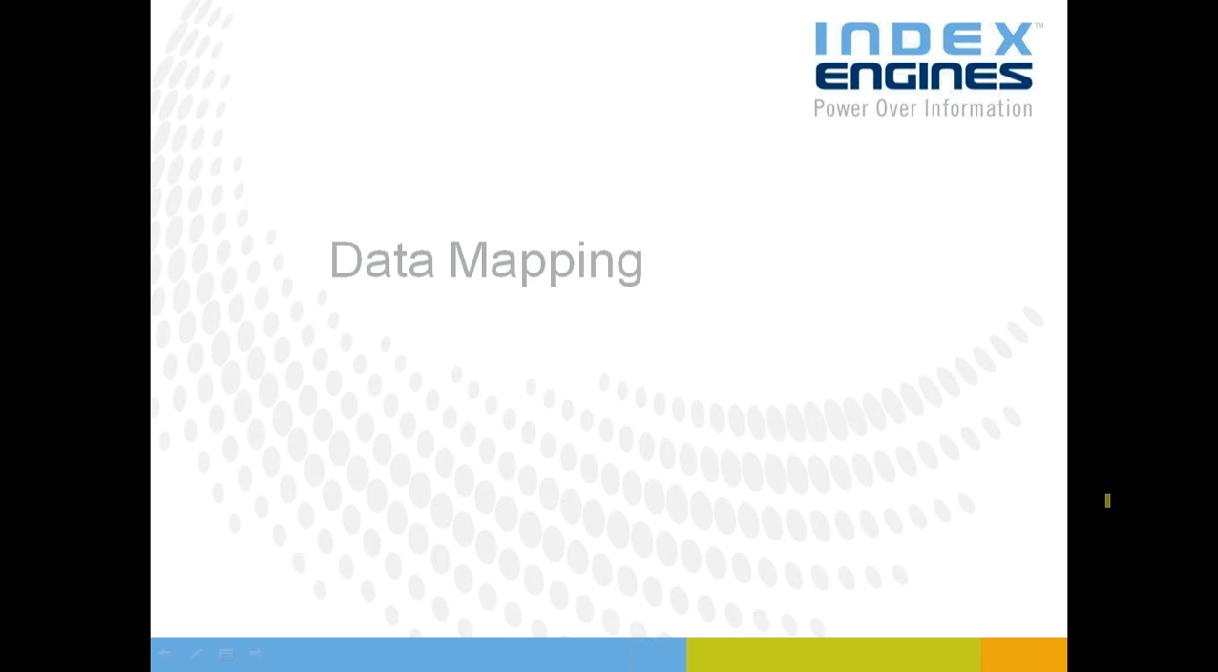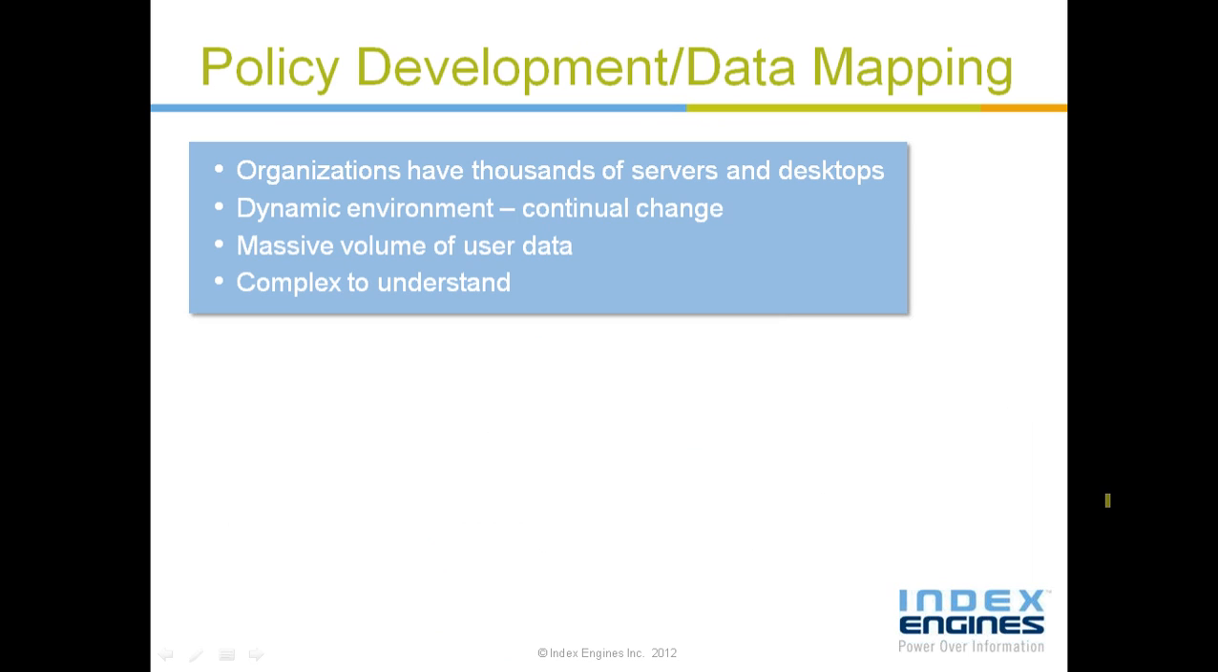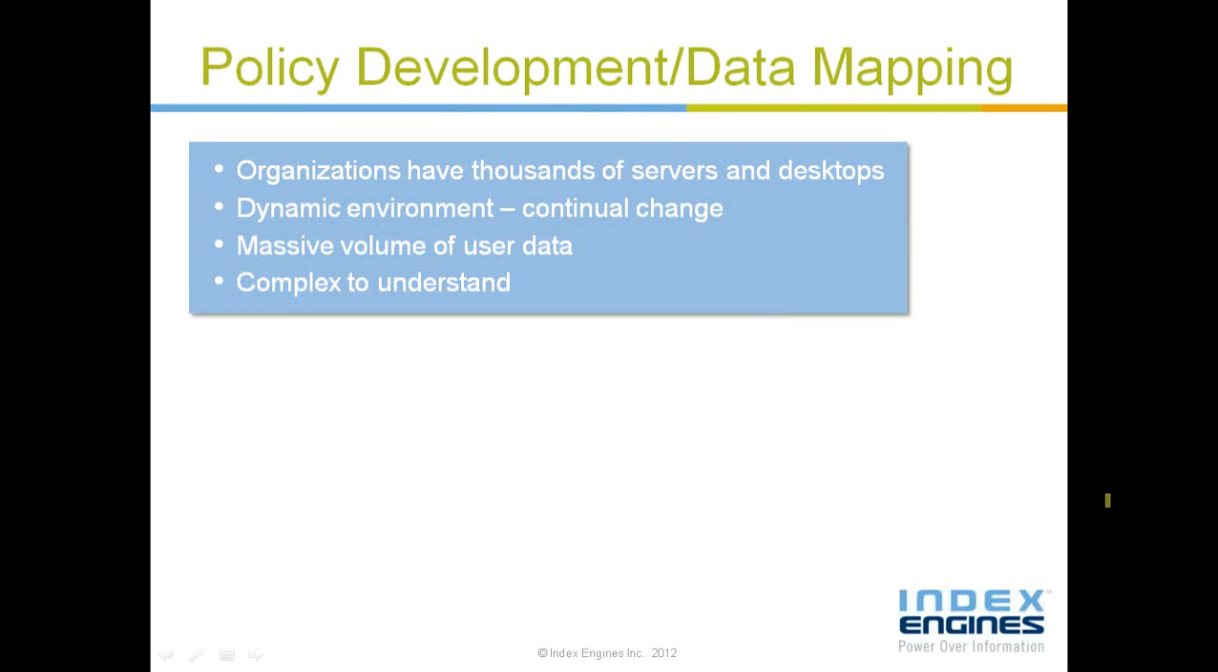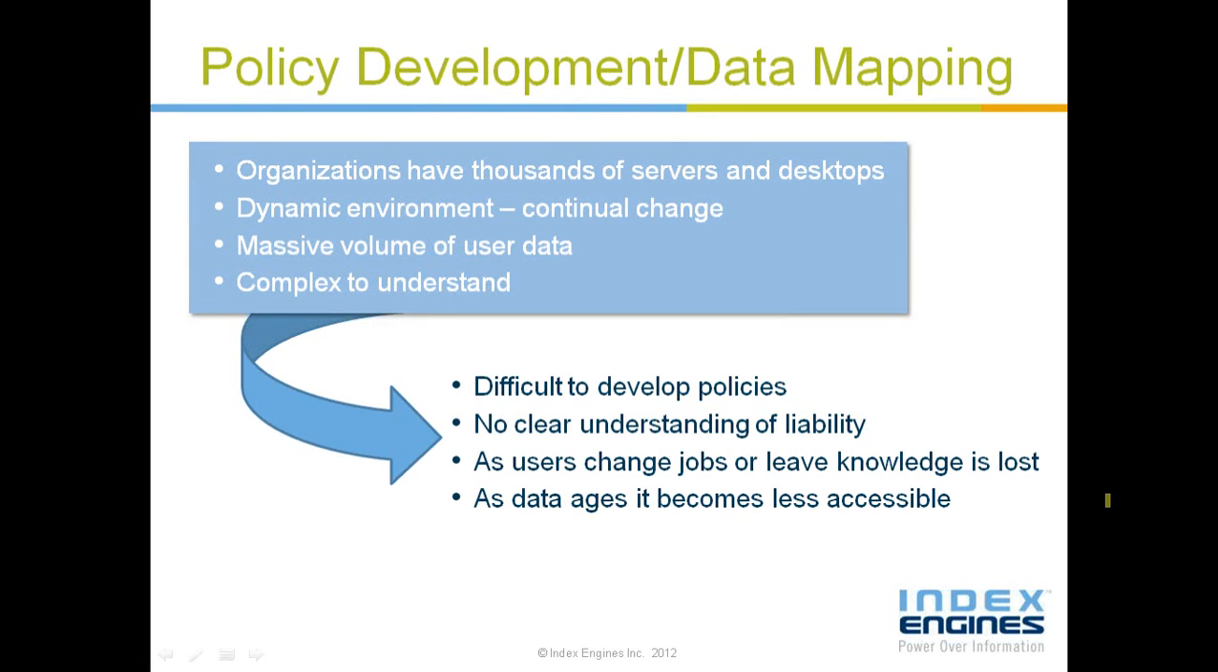So let's talk about data mapping. Data mapping is becoming a popular topic these days. Data mapping, data classification, data assessment, all common terms used in this area. But it's really data mapping in the scope of helping develop policy. Obviously, organizations have thousands of servers, desktops, and so on. It's a dynamic, continually changing environment, significant volumes of data, very complex to understand. So building a policy without really detailed knowledge and profiling of that content is very difficult to do. No clear understanding of the liability, what exists out there.